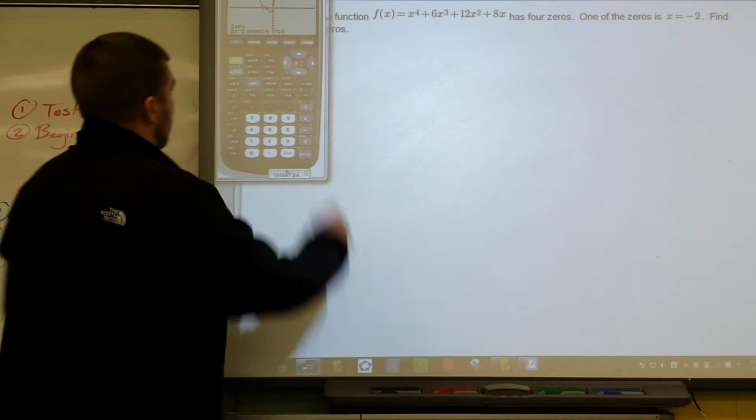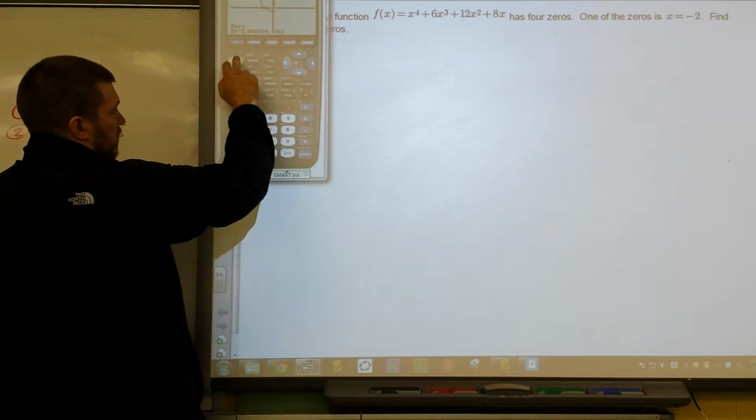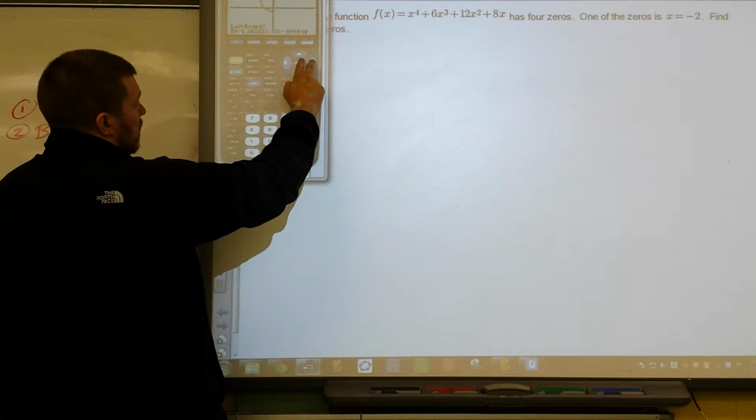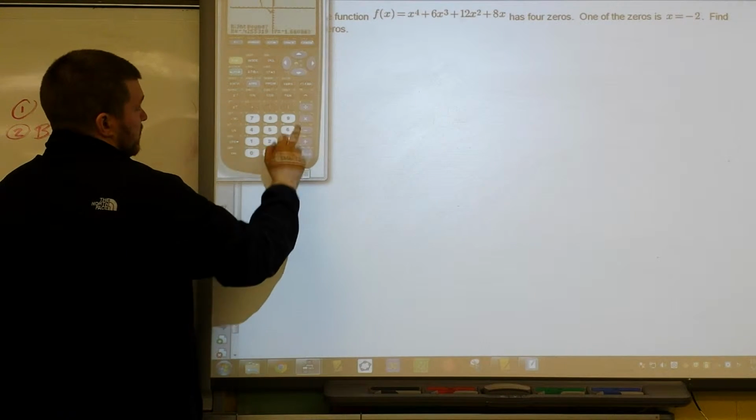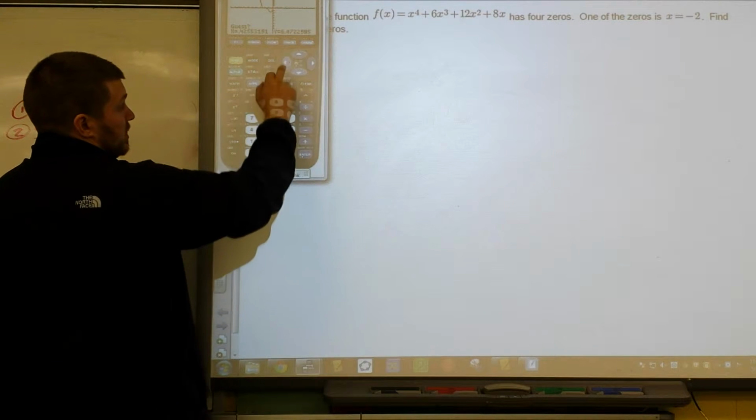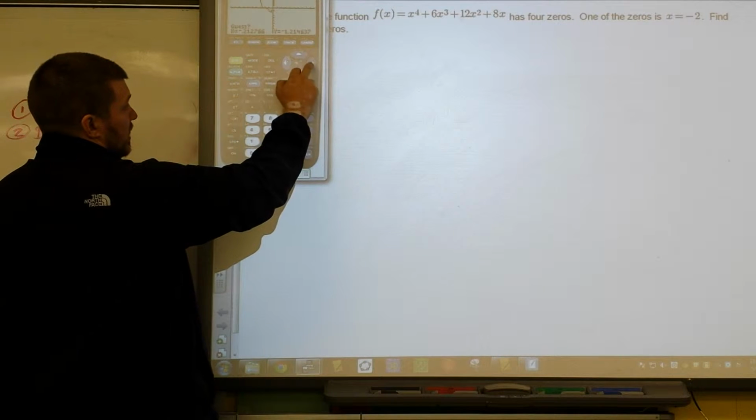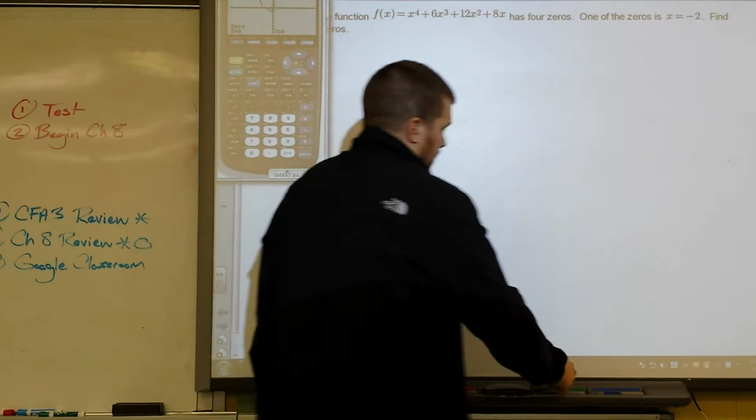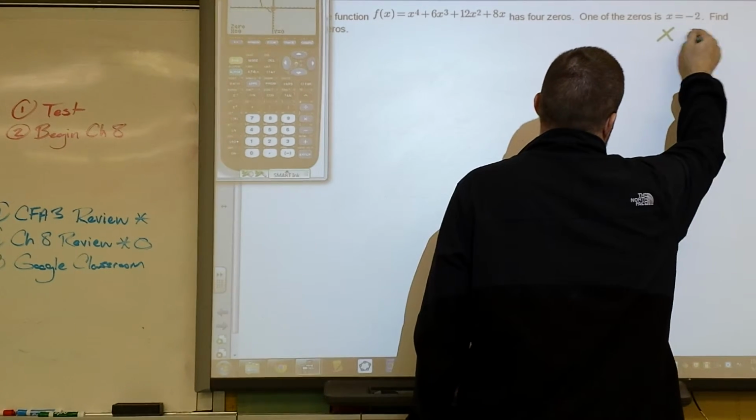No big deal. I think I see another one right here, so I'm going to try to find that one. Second calc, option 2 for zero. Left bound, my cursor just needs to be on the left side of the zero. Right bound, my cursor needs to be on the right side of the zero. And guess, I just need to be right where I think it is. And the calculator tells me that another zero is x equals 0.